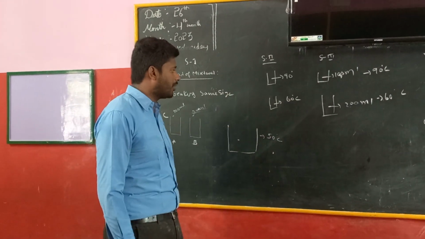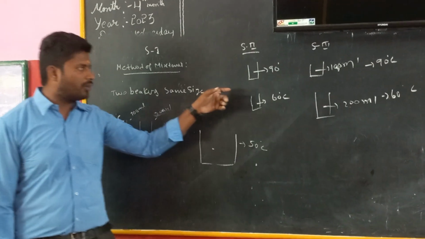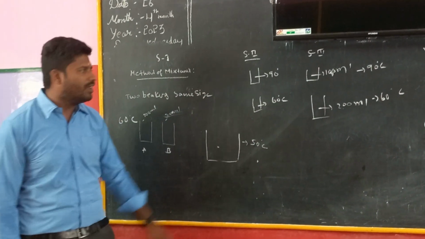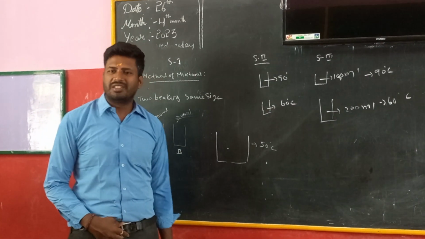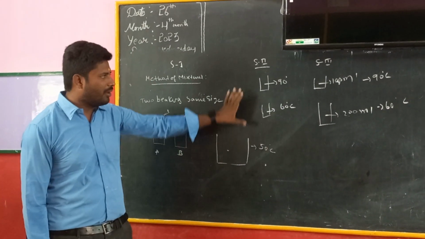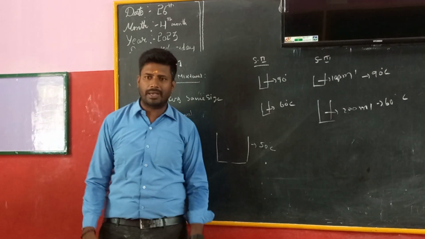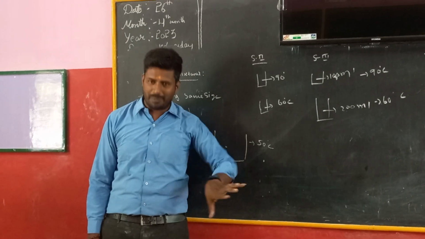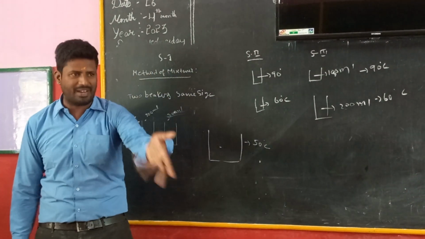Coming to situation number 2, let us take two beakers, one with 200 ml of water and another with 200 ml of water. Beaker 1 is heated to 90 degrees Celsius, beaker 2 is heated to 60 degrees Celsius. Then you transfer the water in beaker A and beaker B to the large beaker. The temperature of the mixture is less than the temperature of the hotter sample. The temperature of the mixture is greater than the temperature of the cold sample.